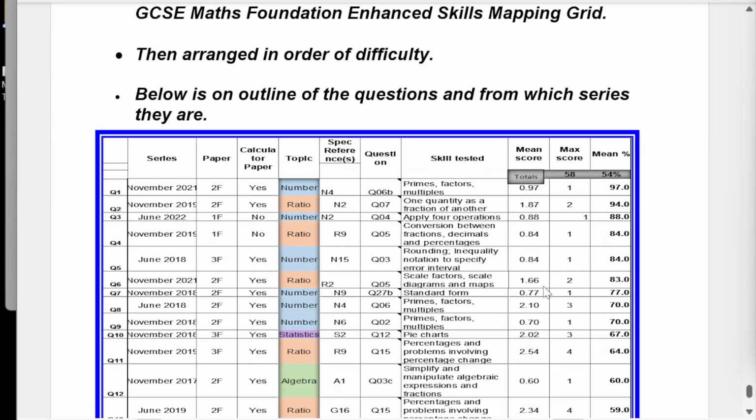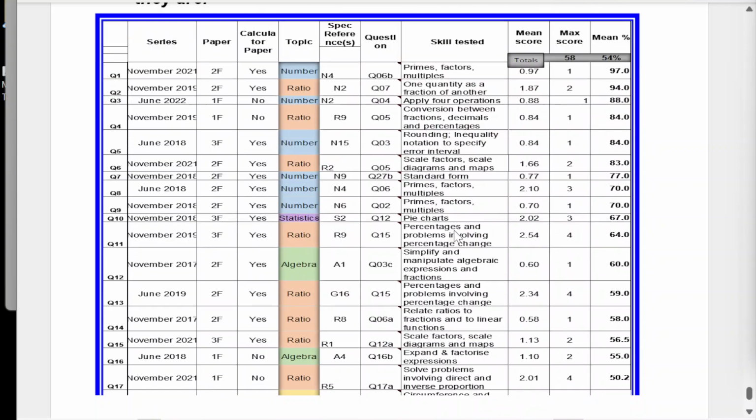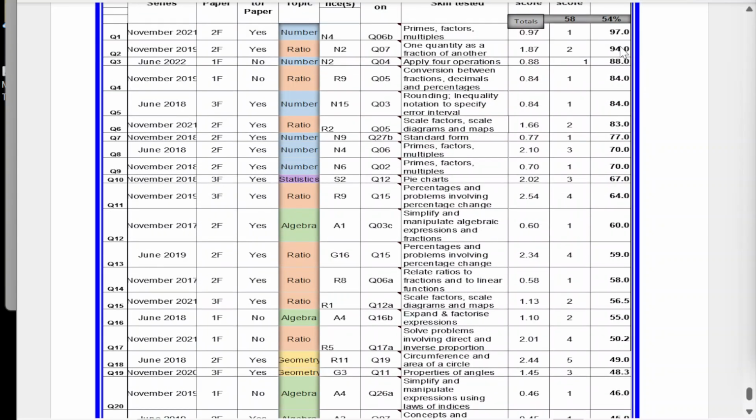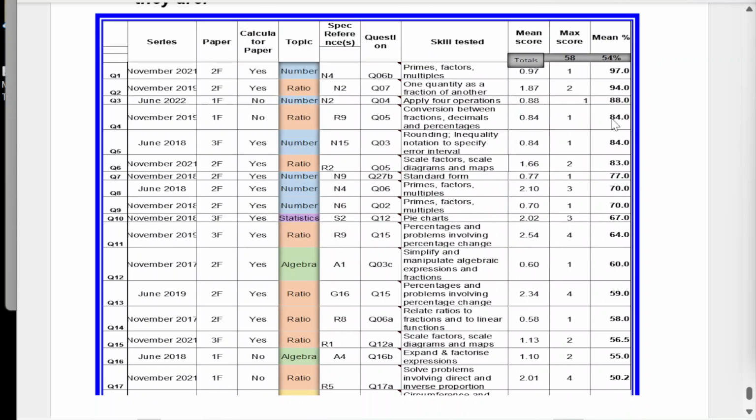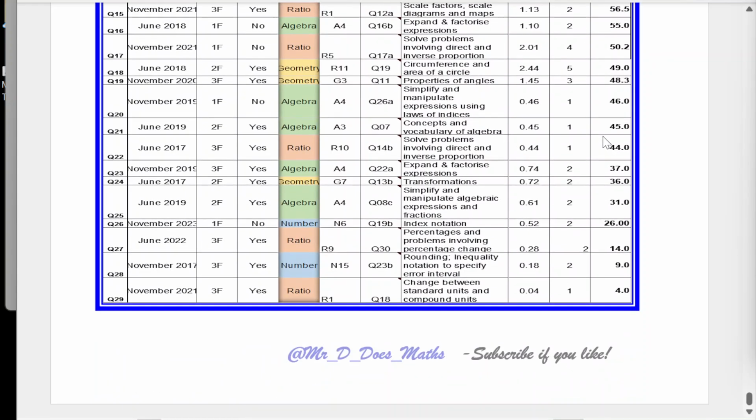I then took those skills. I used Edexcel's enhanced skills mapping document to create a group of questions I was going to ask. I then arranged it by order of mean difficulty so that it built nicely.